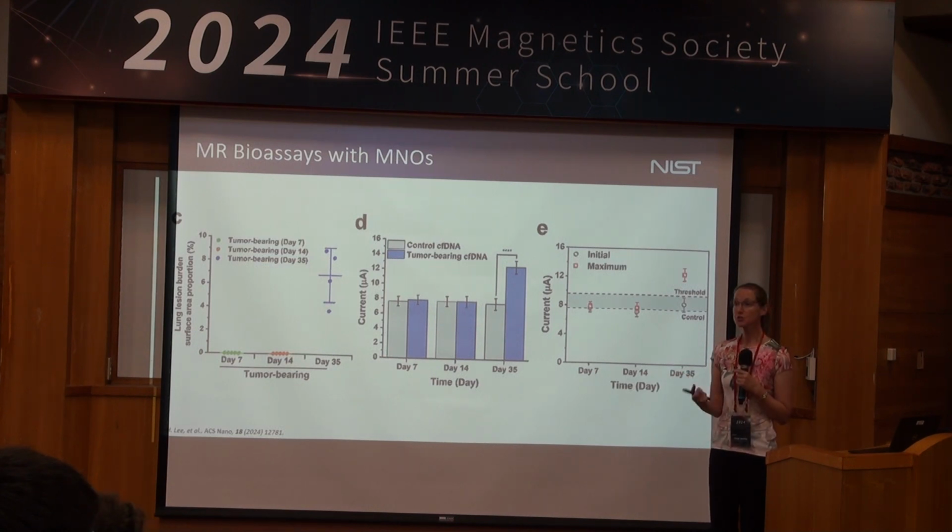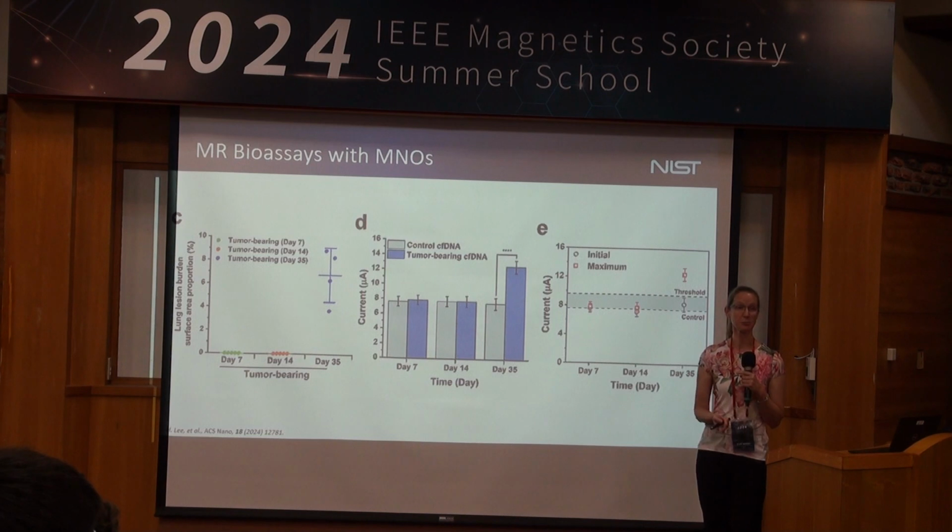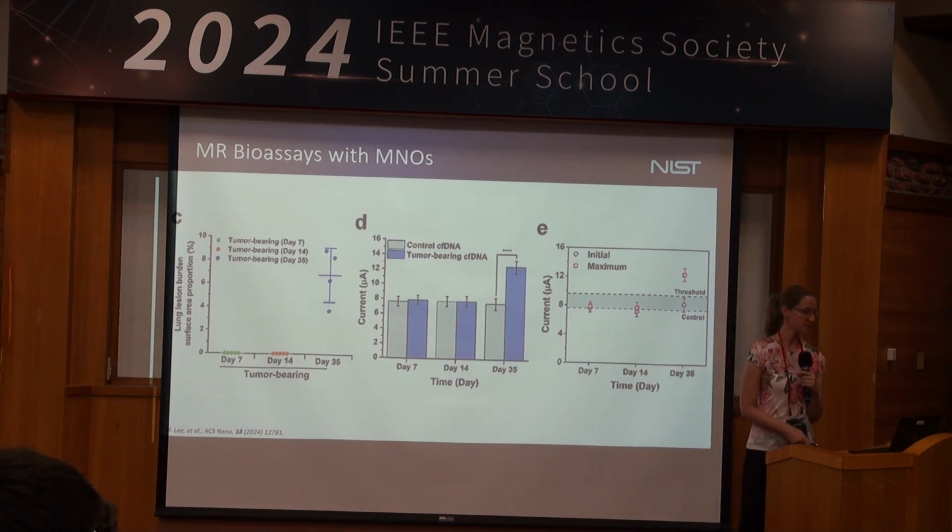And the reason why you're concerned about the circulating tumor cells in large part is because when they start shedding and moving into the bloodstream, they can go somewhere else and form another tumor. And that gives you metastatic cancer, which becomes incredibly difficult to treat. And so this is a form of the MR bioassays.